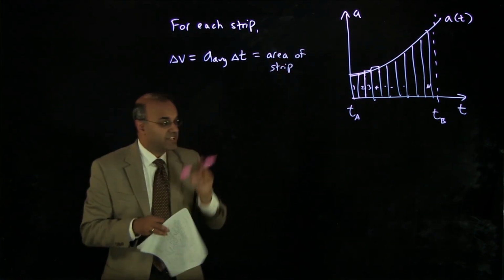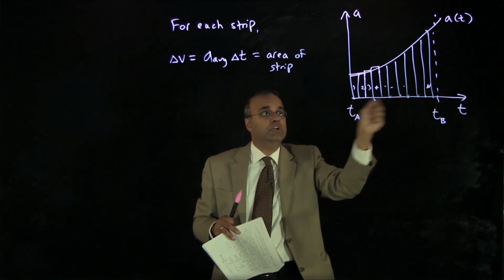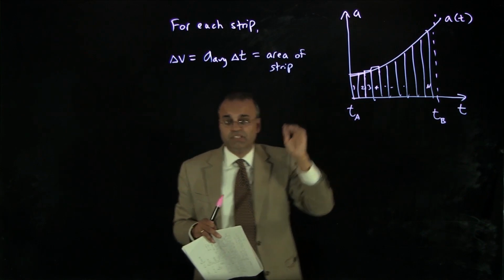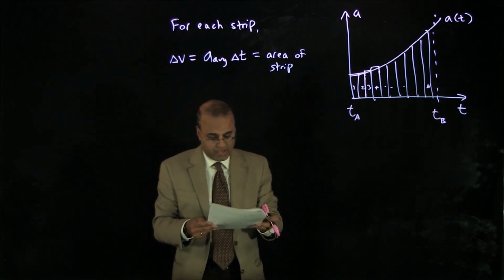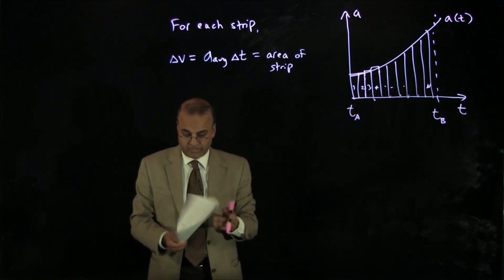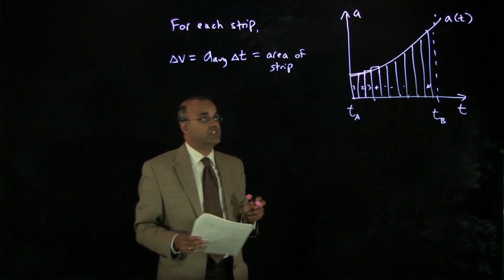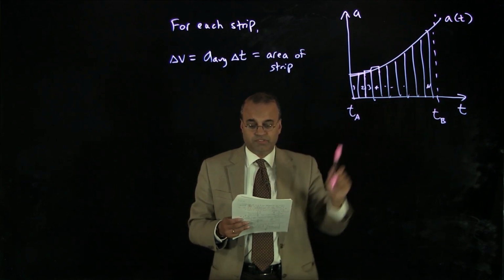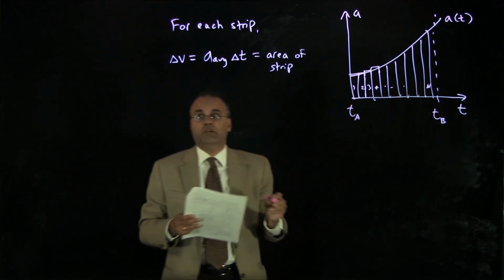of the strip. Essentially what we're saying is that if we make the rectangles narrow enough, we can treat the acceleration, the curve of the acceleration, as roughly constant over that interval. Okay? And we can make n as big as we need to make those rectangles very, very narrow. Okay? So in that case, we can estimate the total change in velocity from time t sub a to time t sub b by adding up the area of all of these rectangular strips.